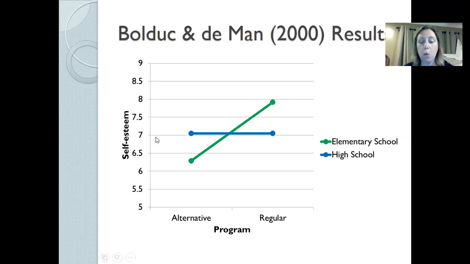Okay, so what we can see here is in high school, there's no difference between the alternative and regular program. In elementary school, though, the alternative program is quite low and the regular program is quite high. These lines cross, which tells us that there is an interaction effect.